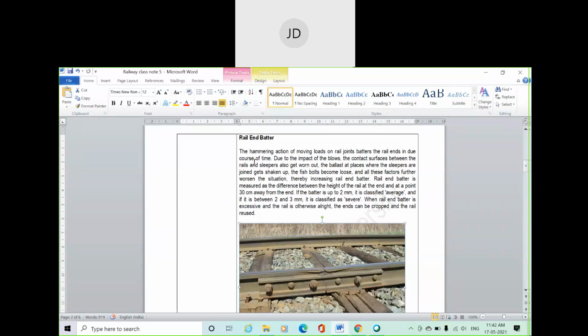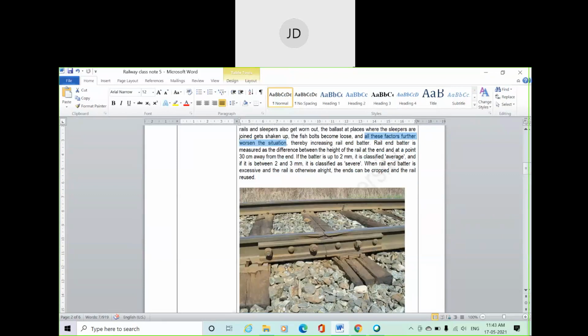The hammering action of moving load on rail joints batters the rail end in due course of time. Due to the impact of the blows, the contact surface between the rails and sleepers also gets worn out. The ballast at the place where the sleepers are joined gets shaken up, and the fish bolts become loose. And all these factors further worsen the situation. That means we already know this part is a weaker part of a railway track where two rails join each other, and that's why a fishing plate is required here. But if fastening is not proper, and because of the heavy load in due course of time, it may fail.